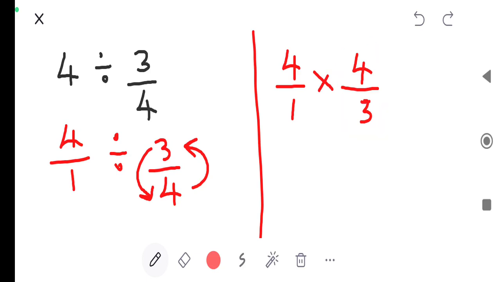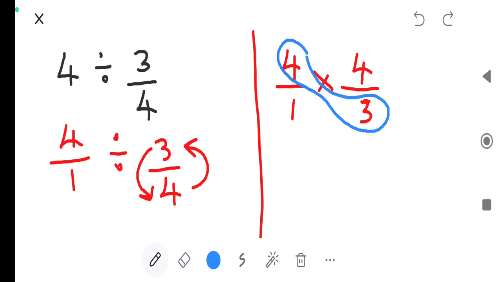Now, apart from 1, there is no number that can divide both 4 and 1. Apart from 1, there is no number that can divide both 4 and 3. Check the diagonal. Apart from 1, there is no number that can divide both 1 and 4. Check the second diagonal. Apart from 1, there is no number that can divide both 4 and 3.